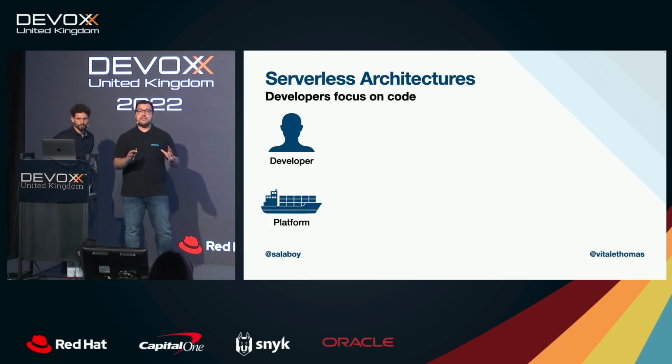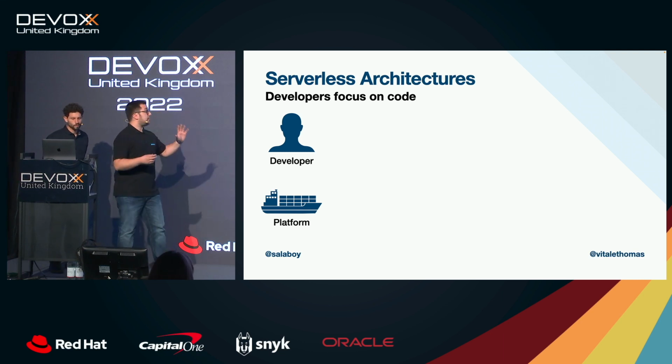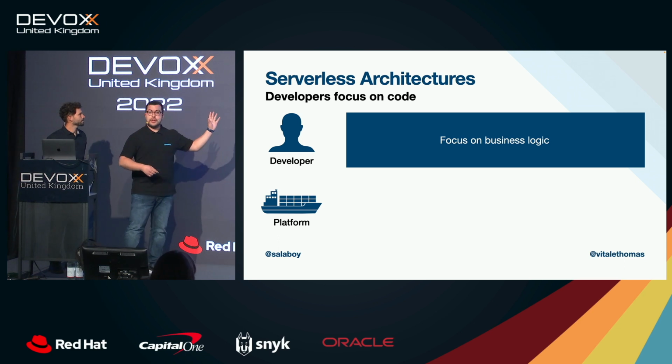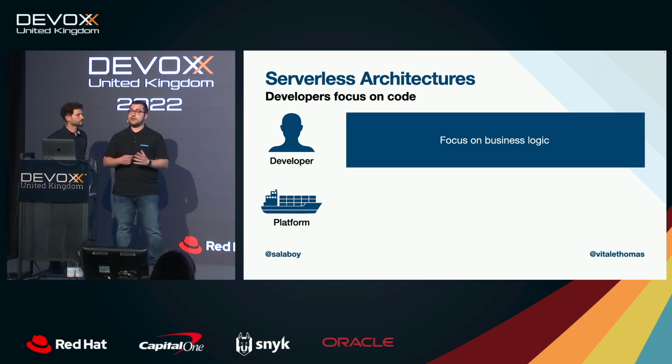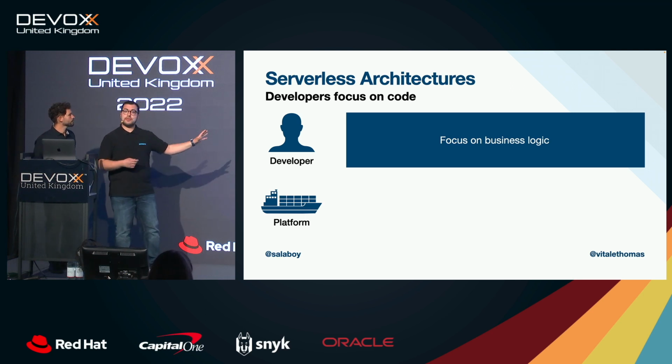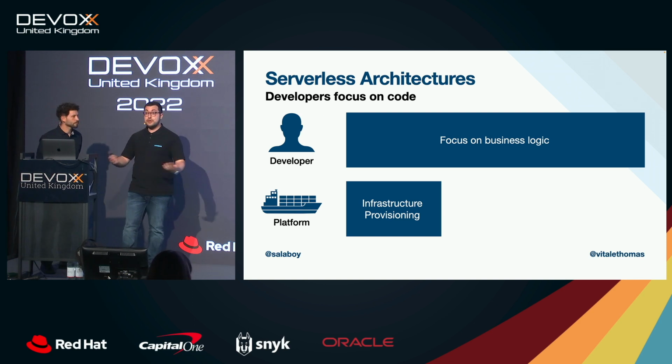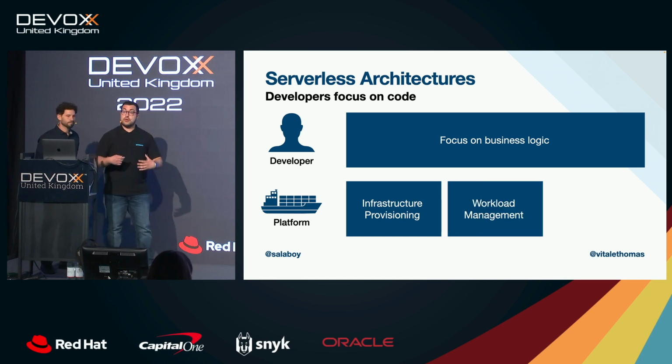So we can identify some responsibilities for the developer and for the platform. All we want for the developer is to focus on business logic. That's what makes our products special. And then the platform takes care of the rest. It will provision the necessary infrastructure. It will manage all the different workloads, for example, on Kubernetes.